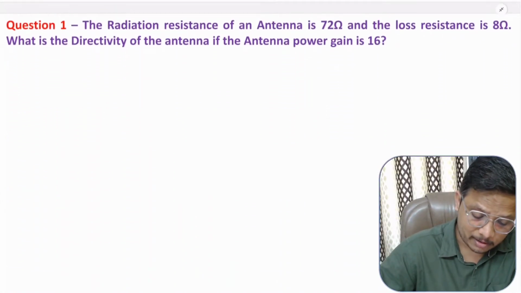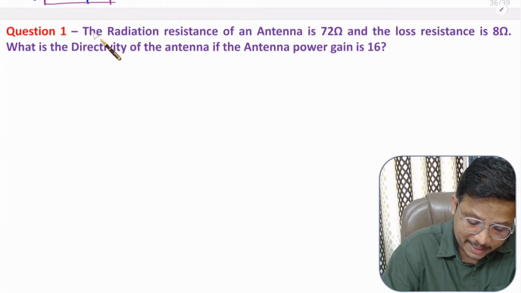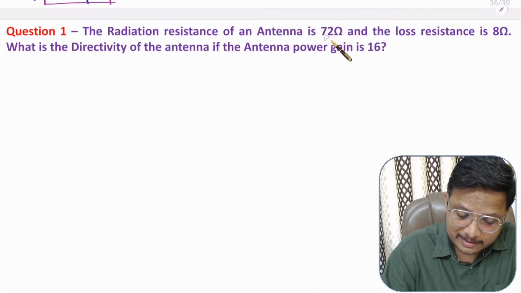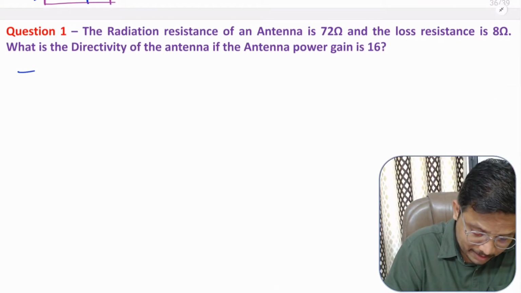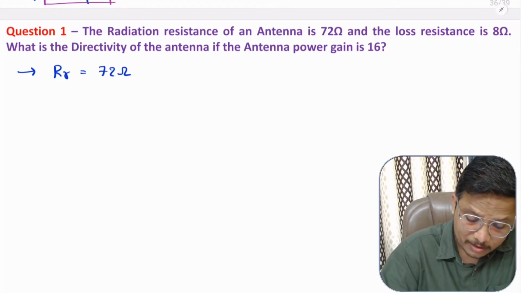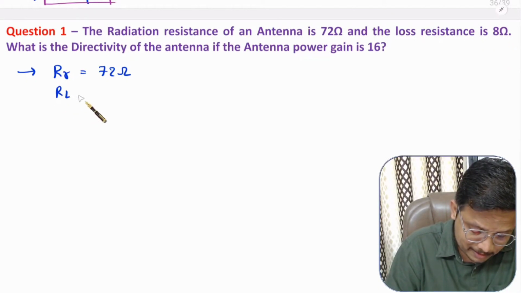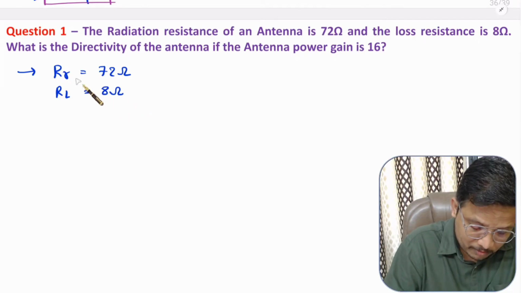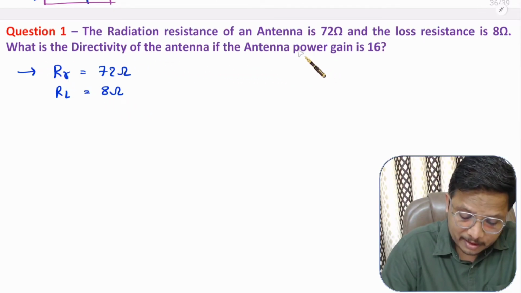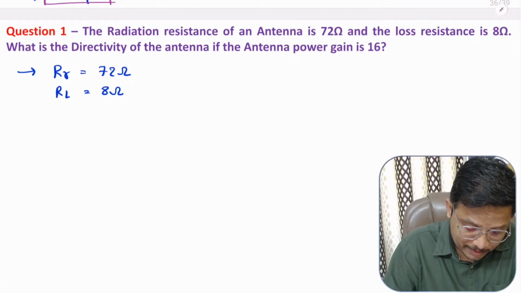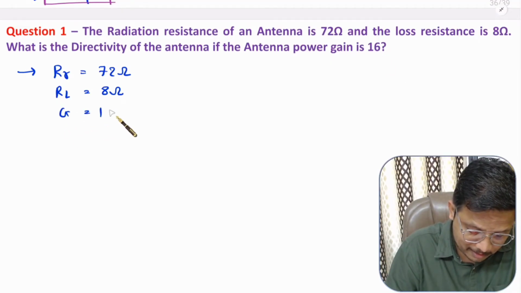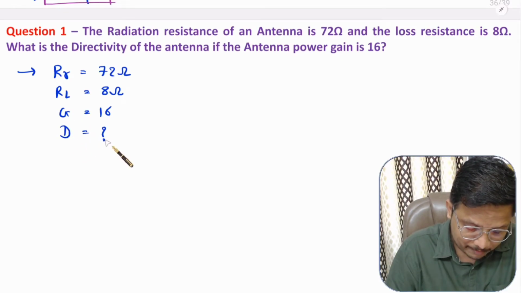In the first problem, we are given the radiation resistance of the antenna, that is 72 ohm. Let me note down all the data. So radiation resistance is 72 ohm. Loss resistance is also given, that is 8 ohm. What is the directivity of the antenna if the antenna power gain is 16? So here gain is given, that is 16. Based on that, we need to identify the directivity of the antenna.